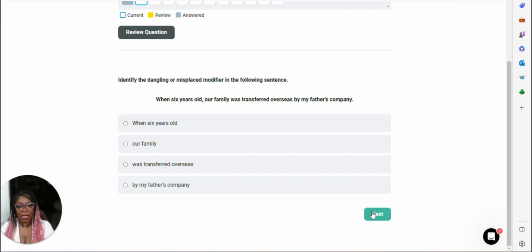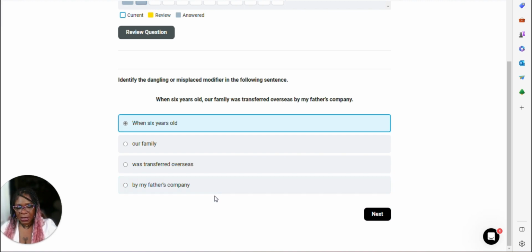Identify the dangling or misplaced modifier in the following sentence. When 6 years old, our family was transferred overseas by my father's company. Is it when 6 years old? Is it our family? Is it was transferred overseas? Or is it by my father's company? So the answer for this one is going to be when 6 years old.